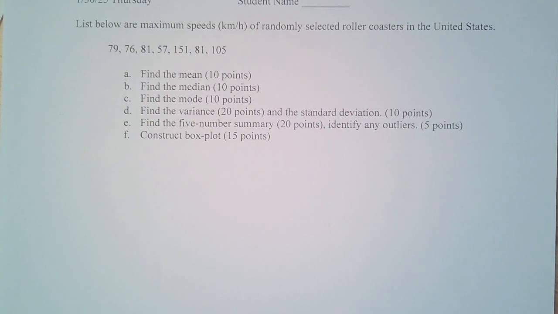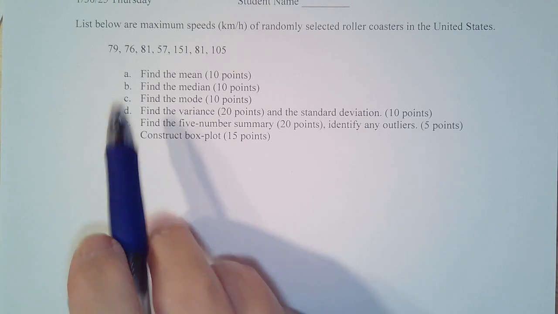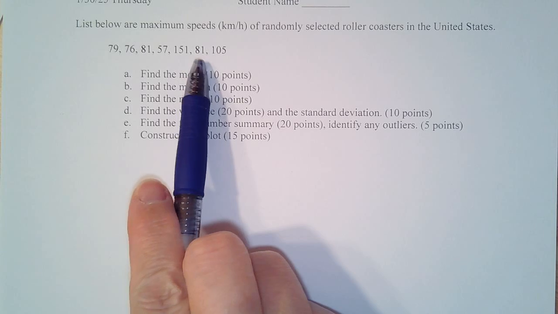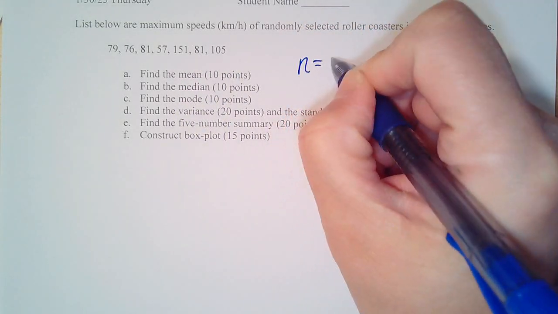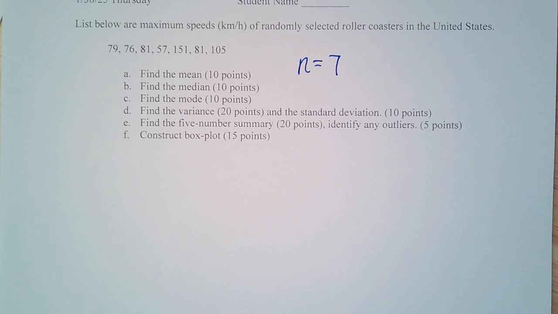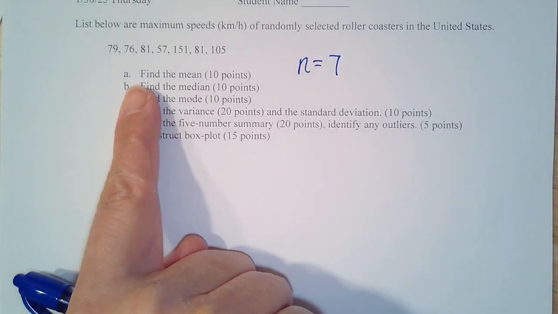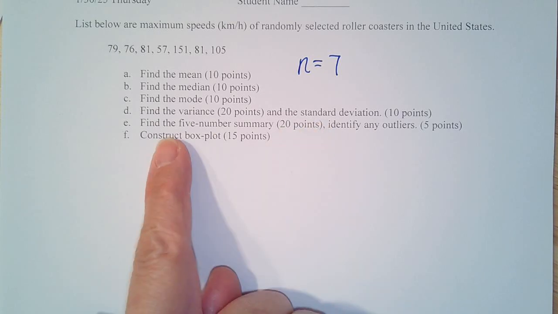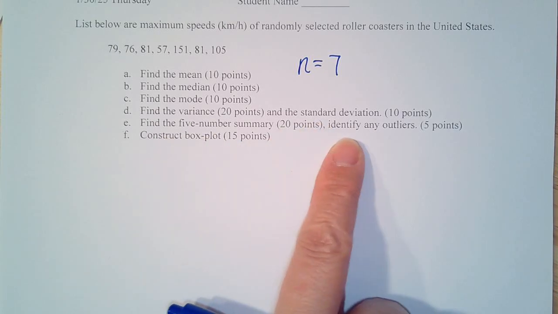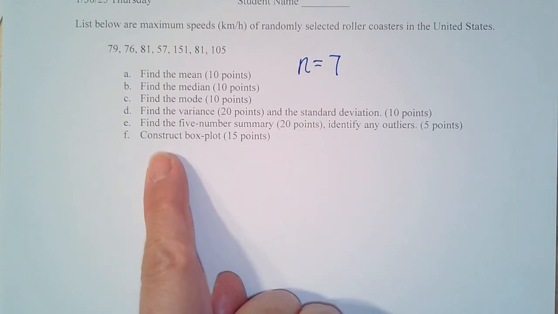The data is the maximum speed in kilometers per hour of a selected roller coaster. So there are 1, 2, 3, 4, 5, 6, 7 values. Therefore, n equals 7. This is our data. All right, now you look for your mean, median, mode, variance, standard deviation, the five-number summary, identify the outliers, and construct a box plot. Okay, so we just do this step by step.